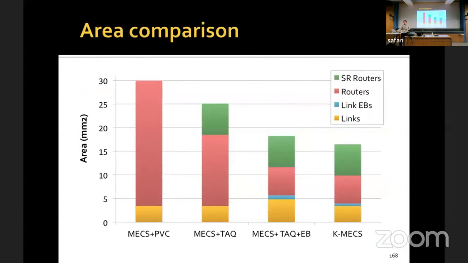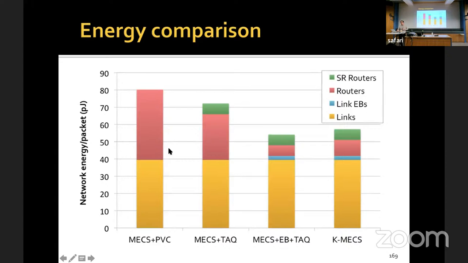And the paper does a bunch of evaluation. I'm not going to go through this, but basically the area of this is much lower than prior mechanisms. This is basically multi-drop express channels with some quality of service support in every router. This is the final Kilo-NOC design. And you can see that the area is almost half because you get rid of the quality of service support in the routers. And you also optimize a bunch of buffering in the routers.